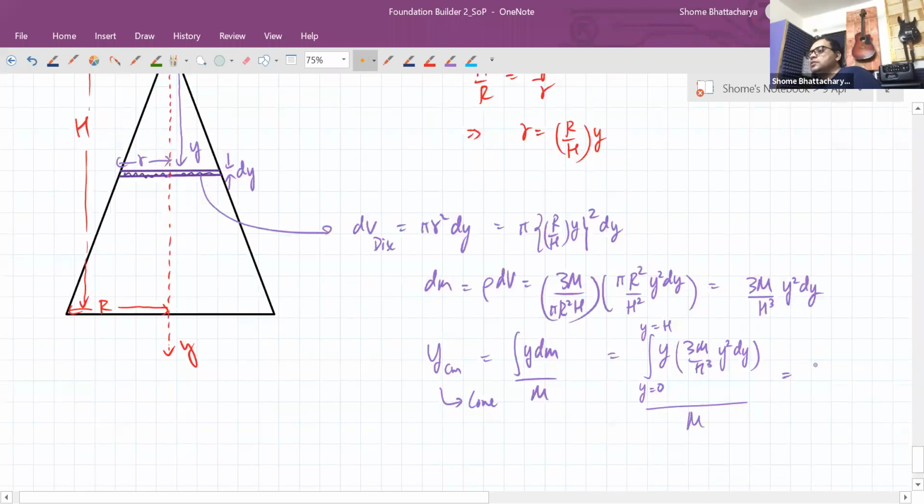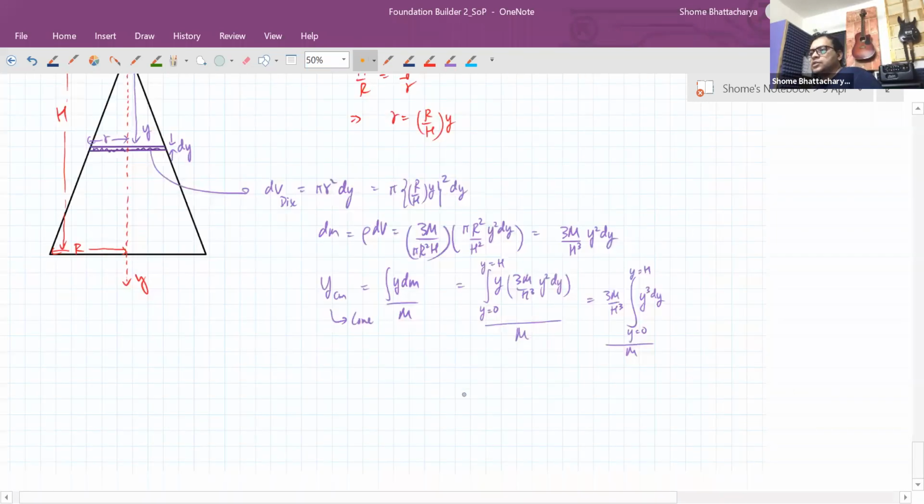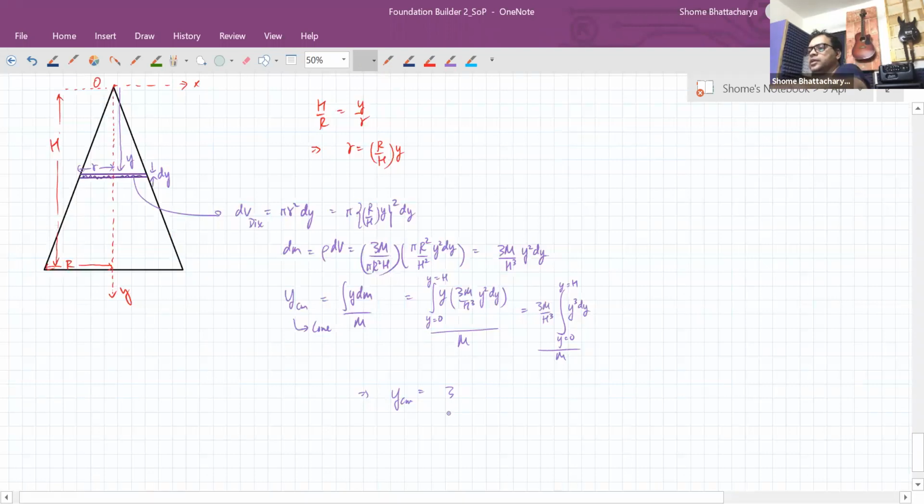Okay. So this is integrated over all disks divided by mass. So take the constants outside, 3m upon H cube. Then this integration becomes y cube dy from y equal to 0 to y equal to H, divided by the mass. So m also cancels out. The same type of integration that we've been doing so far. So this becomes 3 upon H cube into the integration of y cube dy from y equal to 0 to y equal to H.